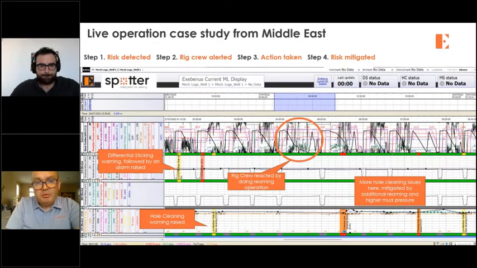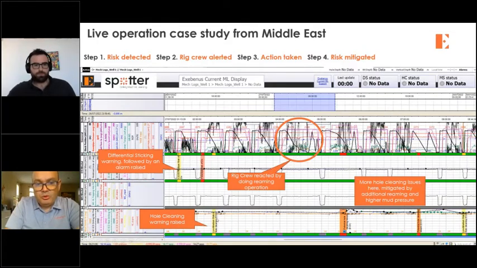This one is an example from a live operation where the tool was used while the well was drilling. Here, on differential sticking for this particular interval, there was a warning that turned into an alarm a few stands later. And the rig crew reacted to these warnings and alarms and started to do some reaming.